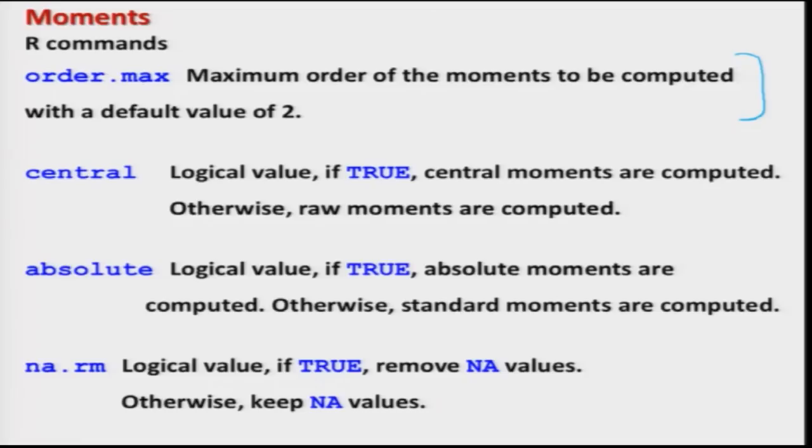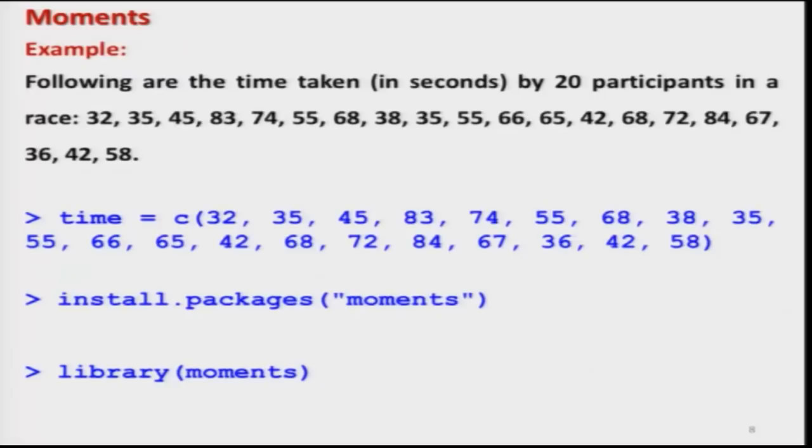So, this is about order.max, this is about central, this is about absolute, and this is about na.rm. Same thing which I have just explained to you. Right. Now, after this, I will try to take an example and show you how those things are computed.